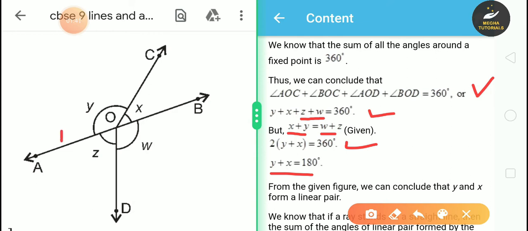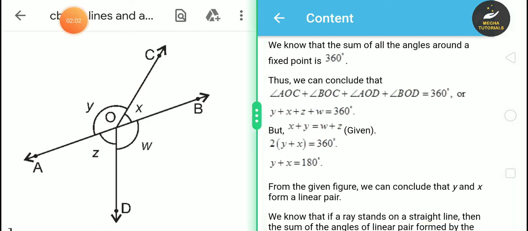Okay. So y plus x is equal to 180 degrees. Please see the diagram. It means these two angles y and x are forming a linear pair. It means they are on the straight line. Therefore we can say that AOB is a straight line. So this is the required proof.